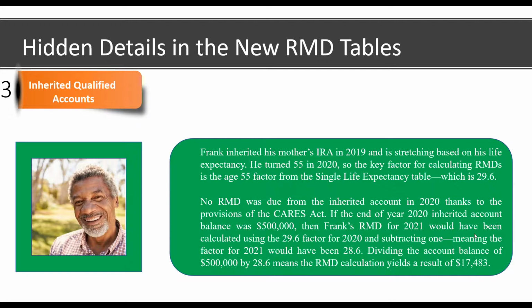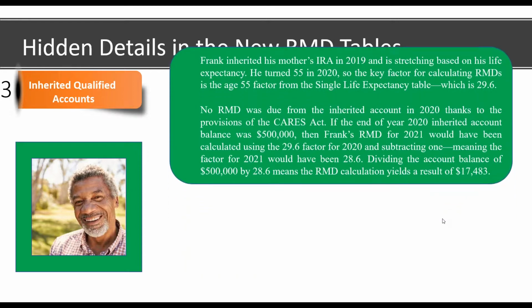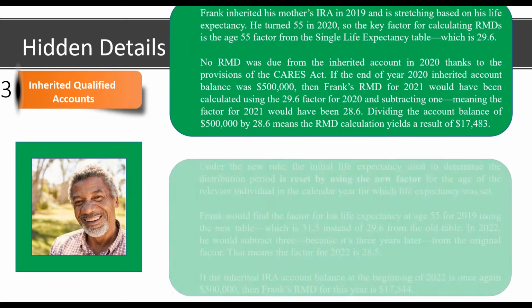Under the old rules, under the pre-table change rules, we'd continue subtracting 1 from Frank's beginning factor for every year that passes. And so we would normally expect Frank's dividing factor for 2022 to be 27.6. But that's not what the IRS said. Here's how the IRS said things should work.